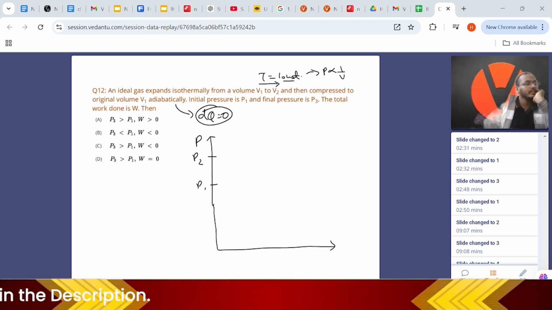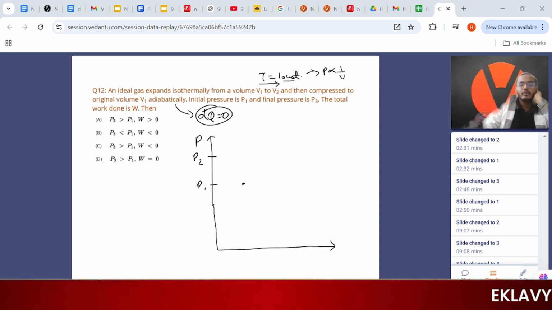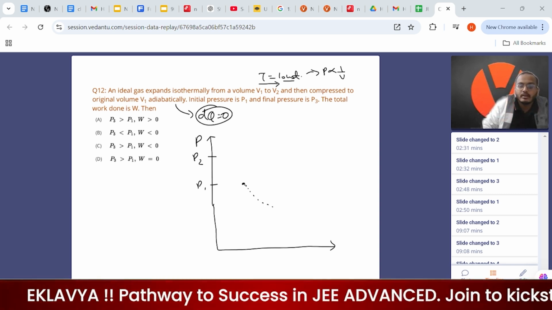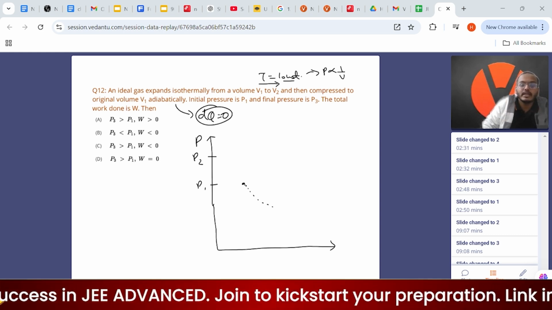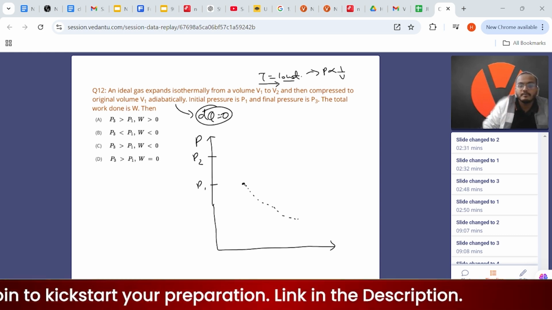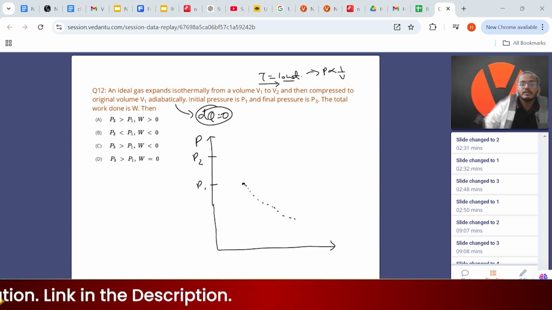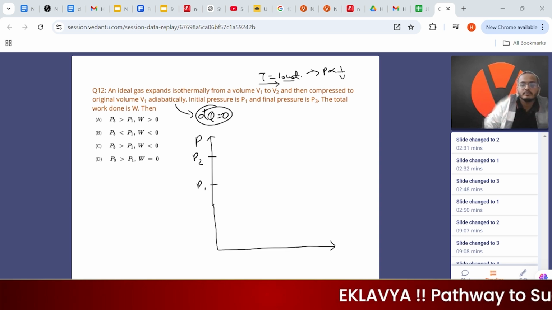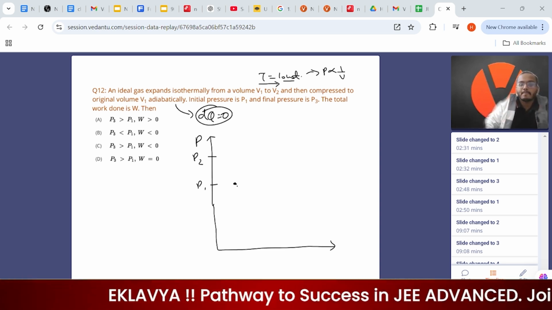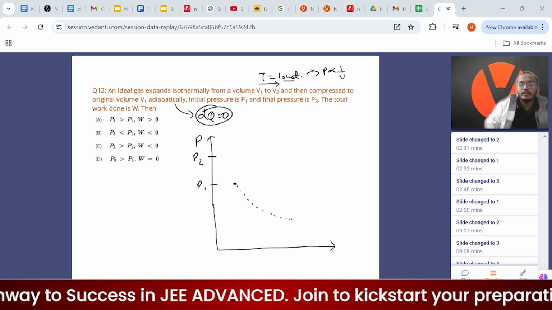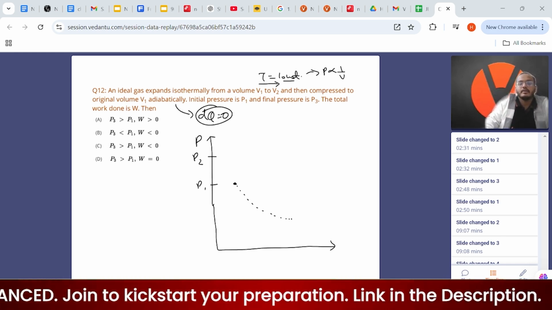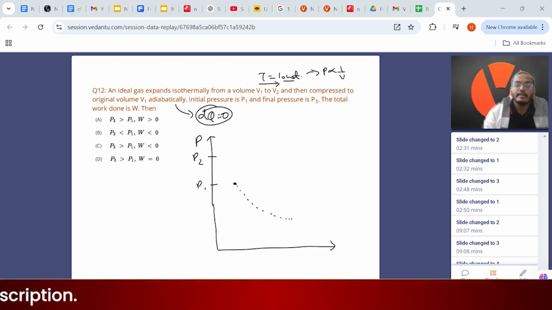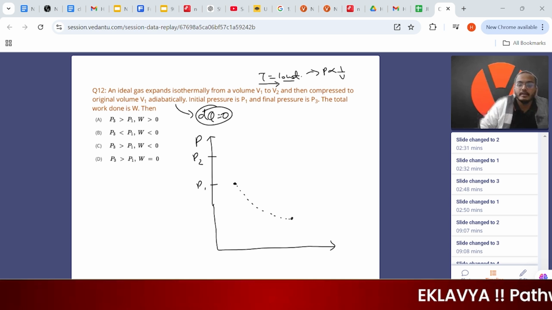Now, see. Initially, they are saying that isothermally from P1 they are starting. Now, if volume is increasing, obviously pressure will decrease. There is no doubt in that. Let me just draw it more properly. See, it's inversely proportional. Now, here, this is isothermal. Now they are talking about adiabatically.